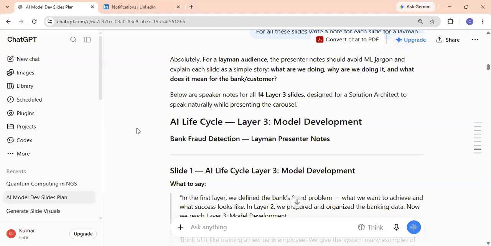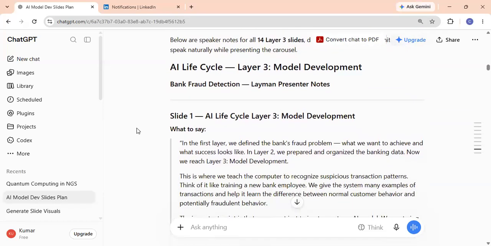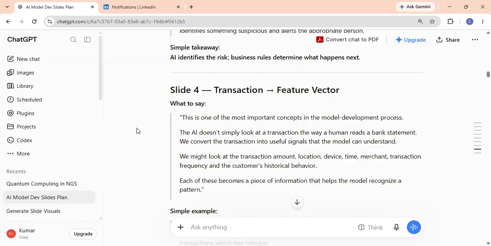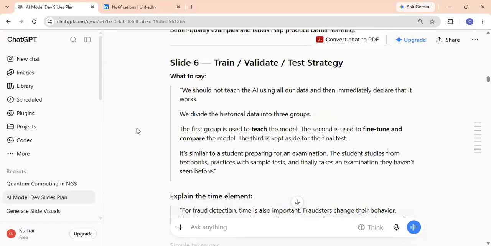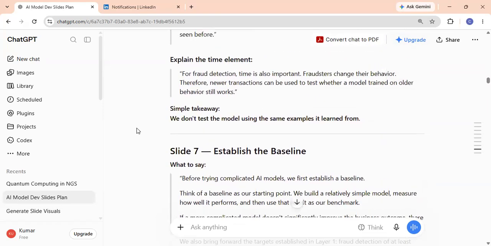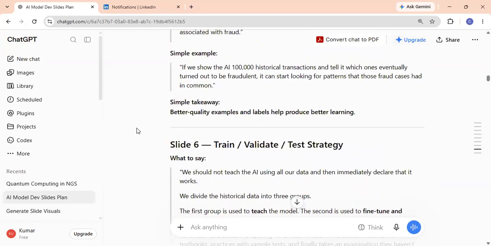So yesterday we were continuing about the layman audience for this model development life cycle for bank fraud. So we went through some of the slides. I think up to 8 slides we went through, right? Test strategy was done. It was done, right? Test strategy, or which one?